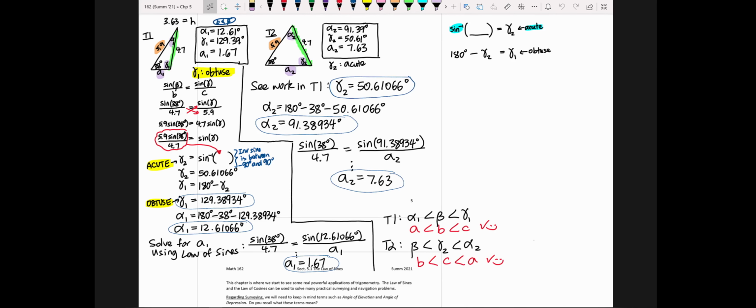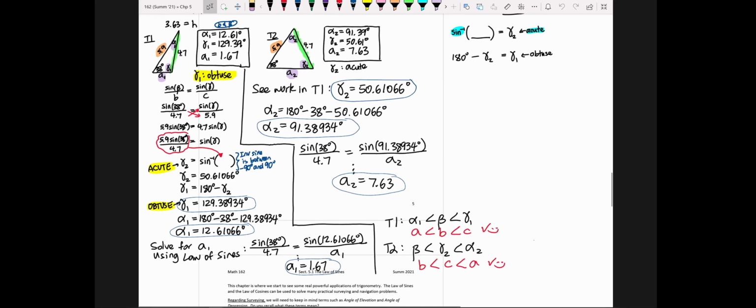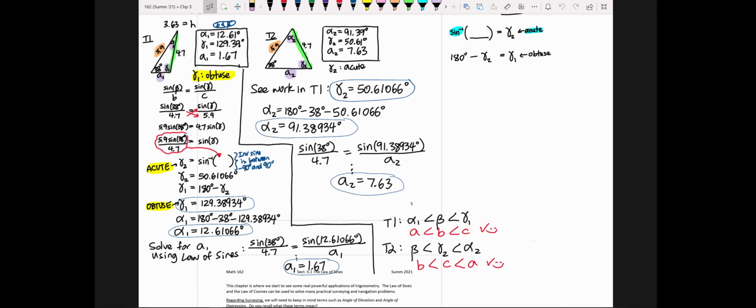Okay. So take a screenshot here of the work that we had to solve for triangle 1 and triangle 2. Okay, and now let's go ahead and move forward and look at some of these application problems. We'll look at air navigation and marine navigation.